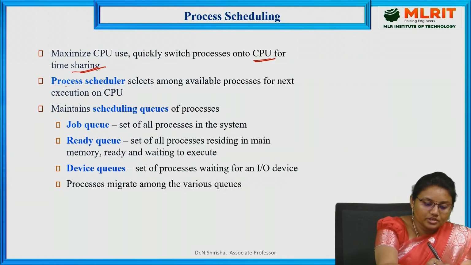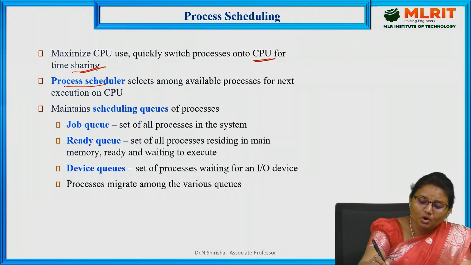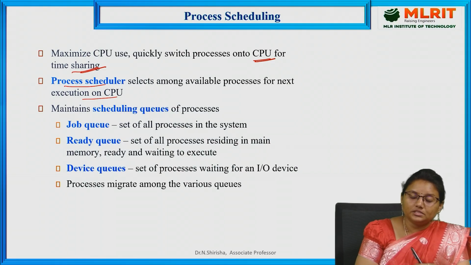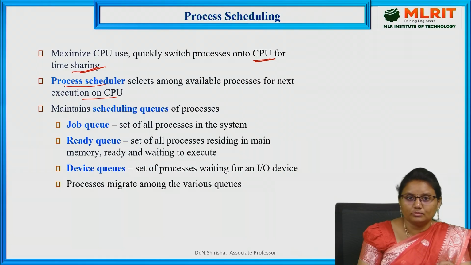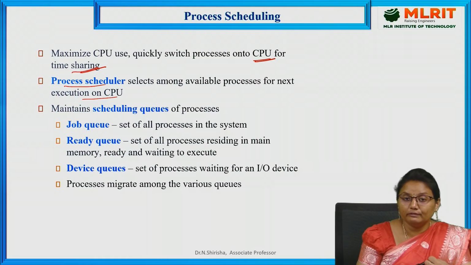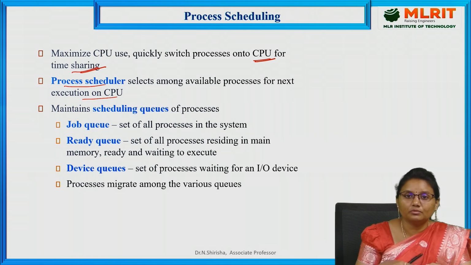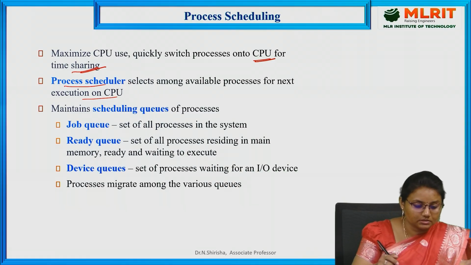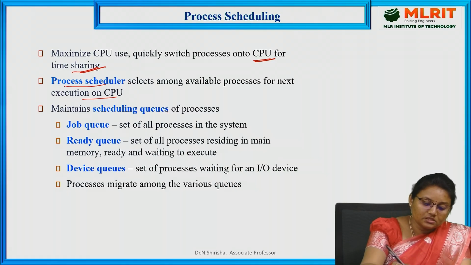So the process scheduler selects among the available processes for the next CPU execution. This is like a program counter, where it schedules the next process that has to be scheduled. Even if an interrupt or an event occurs, the process scheduler should always be ready, knowing the entire information, and it sends the process to the processor. So it maintains the scheduling queues of the processes.